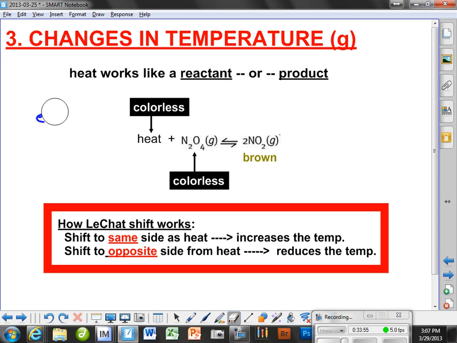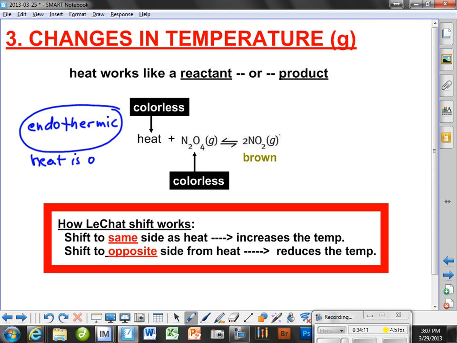Not exo. No, this is endo. Endo's on the left. This is an endothermic reaction. It's endothermic because heat's on the left. Exothermic is to the right? Yes, very good conclusion. Exothermic means that the heat will be on the right-hand side.